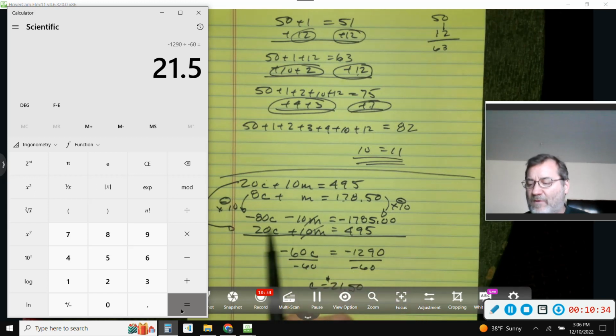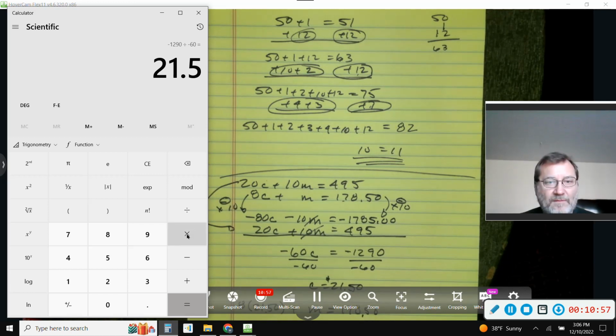Any one of my originals, or any of these ones I massaged a bit, and I could do the same math. I'm going to choose this simple one right here, because that's about the smallest value I have. I know that 8 times the cost of the calculator, $21.50, plus 1 measuring tape equals $178.50. Alright, so I'll take that number times 8.